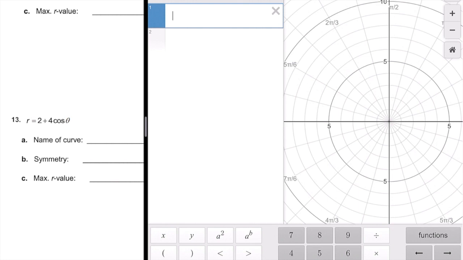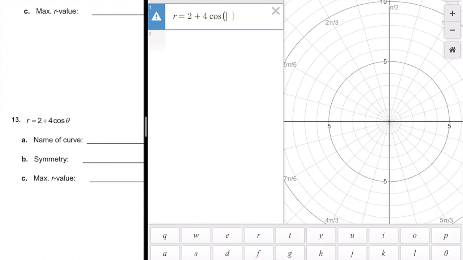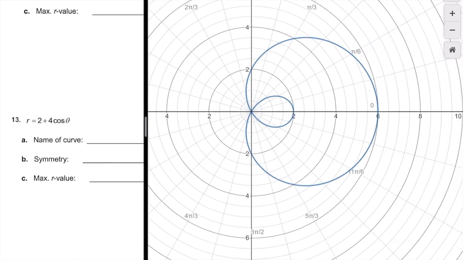Last one. R is equal to 2 plus 4 cosine of theta. Okay, here's our last one. I just blanked out on the name. This is a limacon, and it is going the other direction.